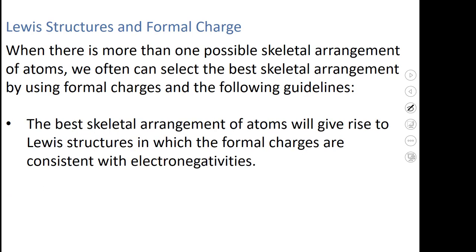The last rule is all other things being equal, the best skeletal structure is one in which the formal charges are consistent with electronegativities. So people go, what on earth does that mean? We learned last time that electronegativity is how strongly an atom pulls electrons towards it. If you're looking at the periodic table, electronegativity increases across the row and decreases down the family. So the most electronegative element we have is fluorine. We had that little table with electronegativity values. Fluorine was 4.0, hydrogen was 2.1, etc. So the more electronegative an element is, the more strongly it pulls electrons towards itself, so the more likely it will have a negative charge. So being more consistent with electronegativities means the more negative formal charges go to the more electronegative element.